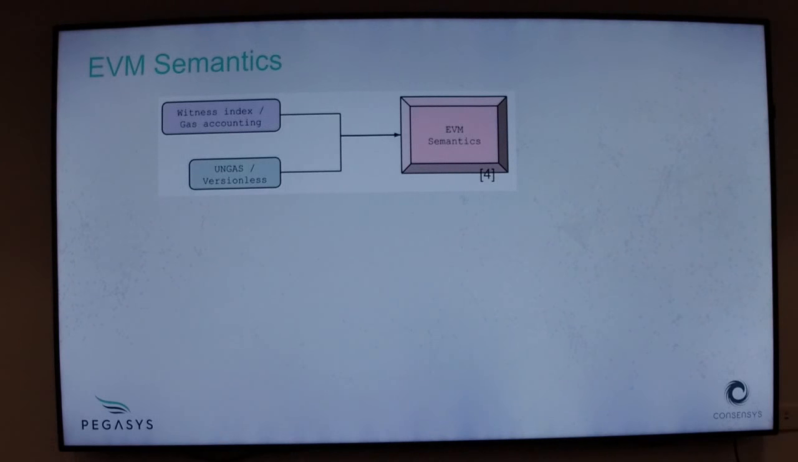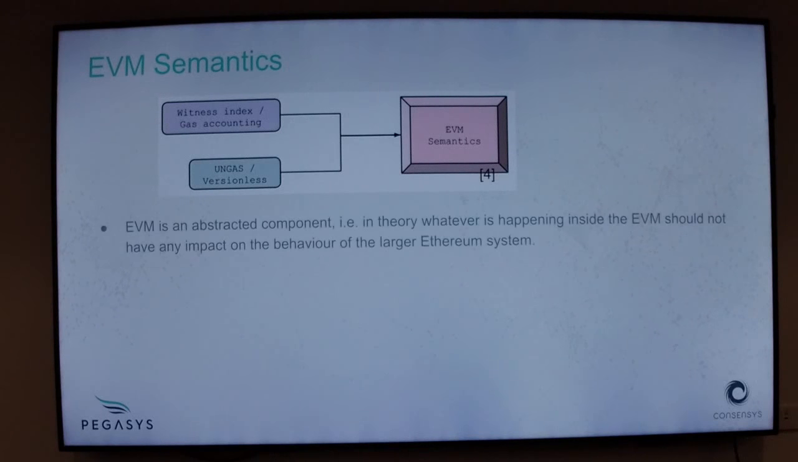Thank you, Peter. So the next bit is looking at the EVM semantics, and looking around witness indexing and gas accounting, and also something called unguessed, which is unobservable gas, and versionless Ethereum.